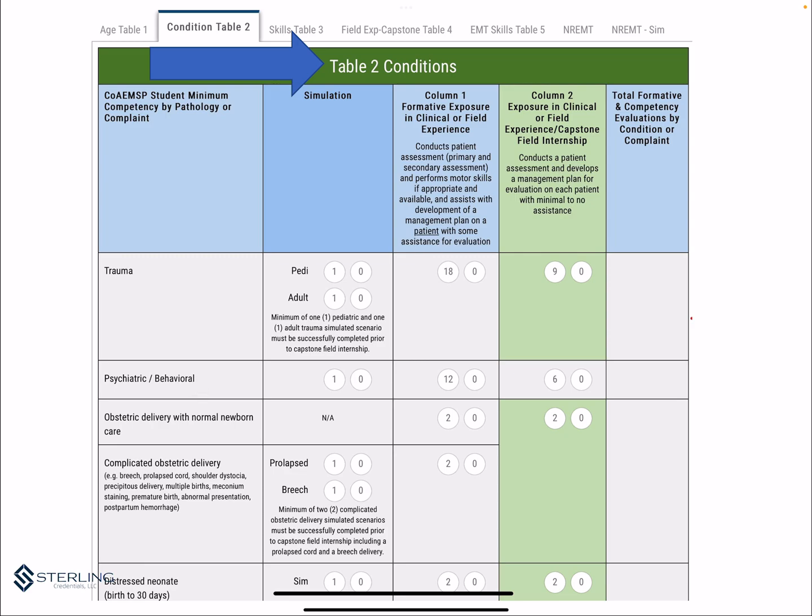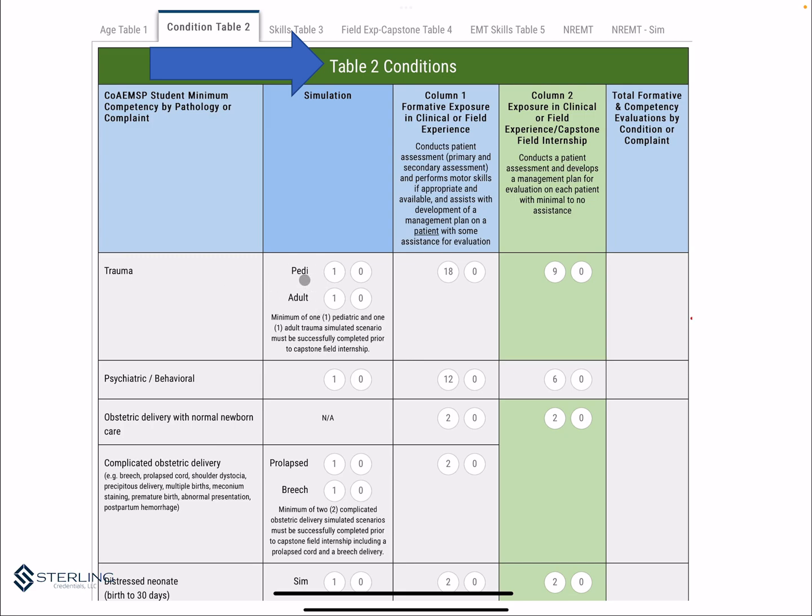So that's a short way to say the number of patients you have in table 2 is not necessarily going to be equivalent to the number you have in table 1, just because we can double count over here. So table 2, the first column are the required simulations. You have to get these finished before you start your capstone, that final round of shifts with one or at most 2 preceptors.